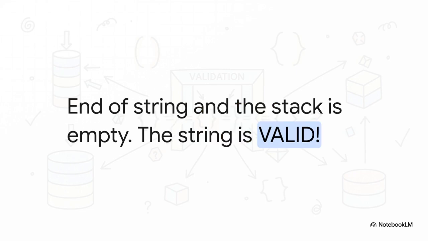And that's the magic moment. We've reached the end of the string and our stack is empty. That's our green light. It means every single opening bracket found its correctly nested closing partner. Our string is officially valid.